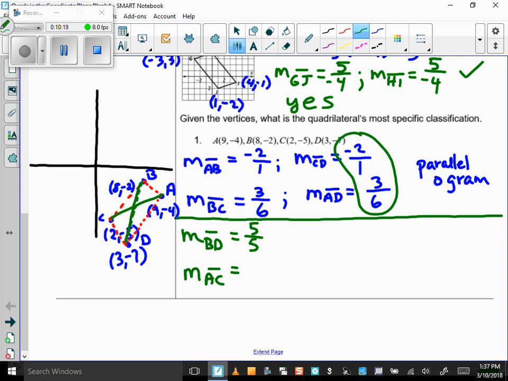The slope of AC, -4 plus 5, so that's 1, and 9 minus 2, that's 7. Okay, so there are the slopes of my diagonals. They're not perpendicular. So what I have just done is ruled out a rhombus and a square, which makes me know now that by the process of elimination, this thing most specifically is a rectangle.